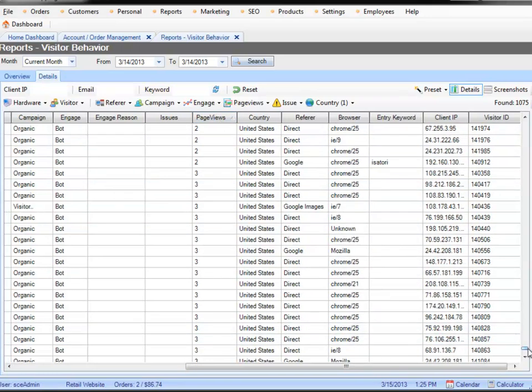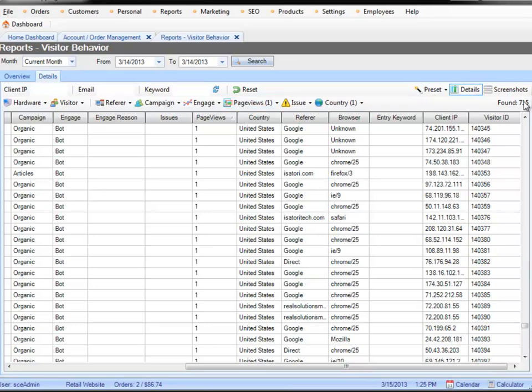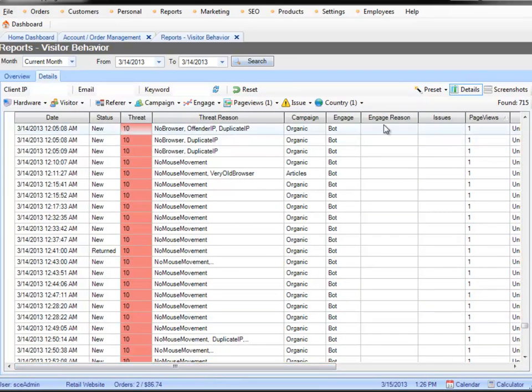So what we do is we say, well, let's look at the page views. And I usually say, let's look at everything that has a one-page view. There's 715 that have a one-page view. So it's safe to assume that they were going to shop with you anyway. So even if you're concerned that some of these might be real visitors, who cares? They're just one-page views, so we don't care about it.